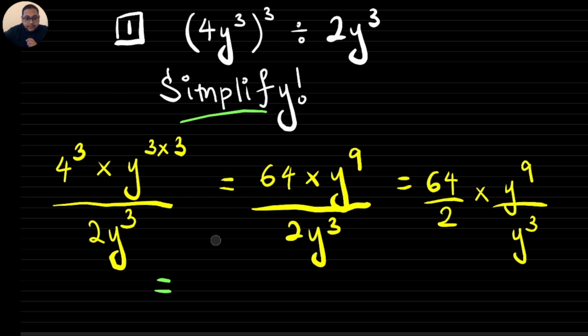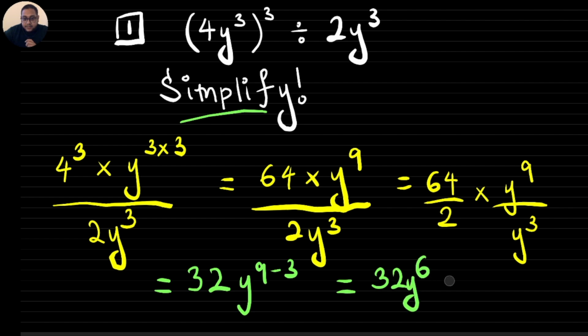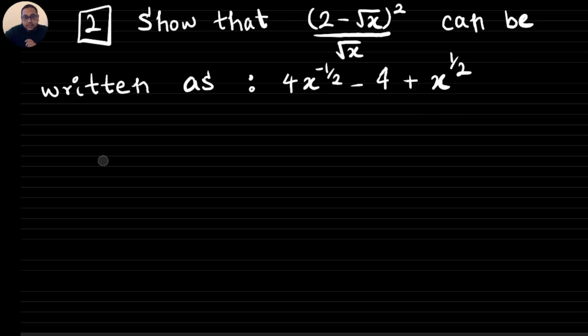64 divided by 2 would be equal to 32. I will now apply the division law in order to simplify the base of y. Y to the power of 9 minus 3, and that will be 32 y to the power of 6. This is your answer.